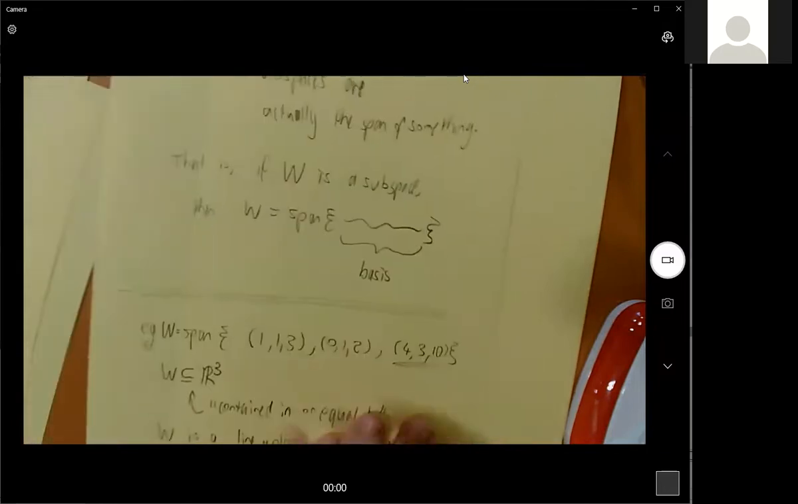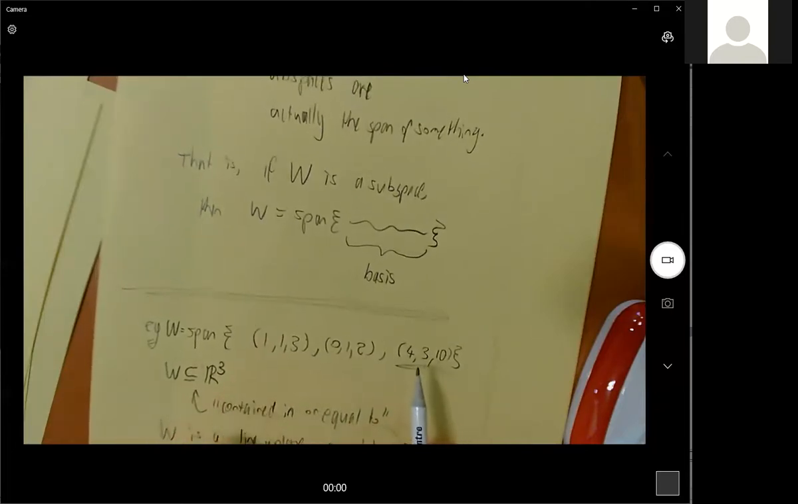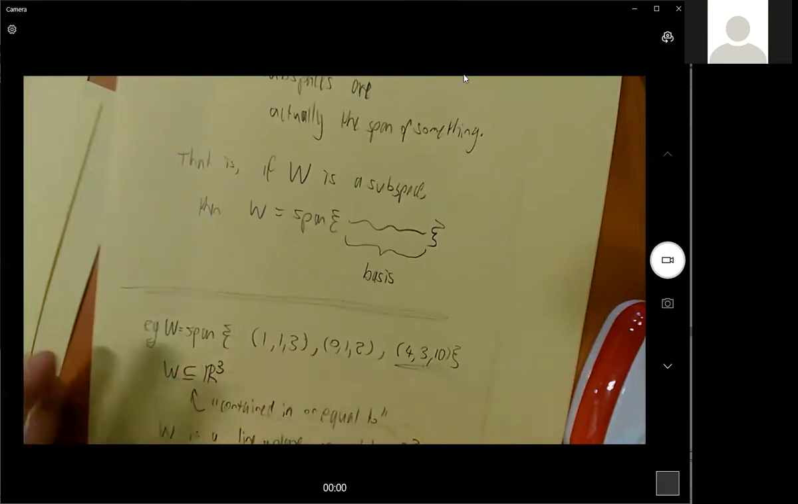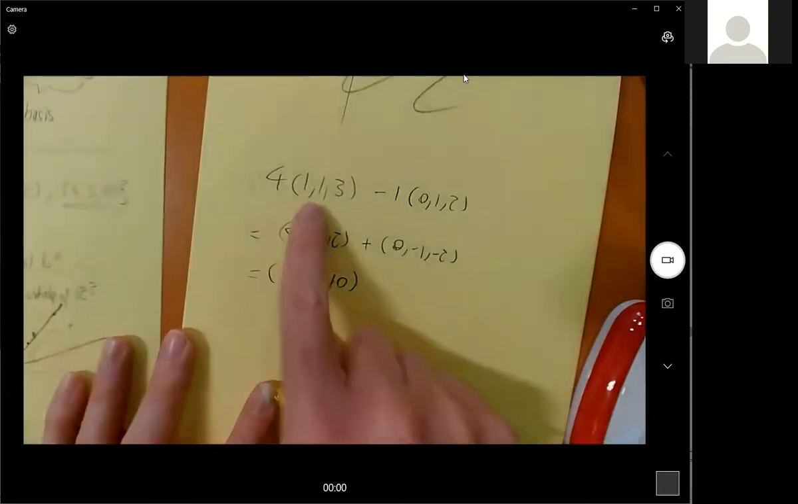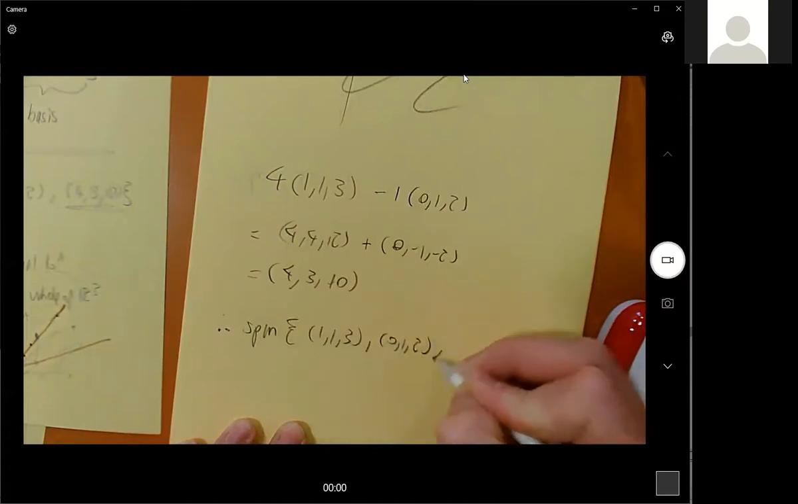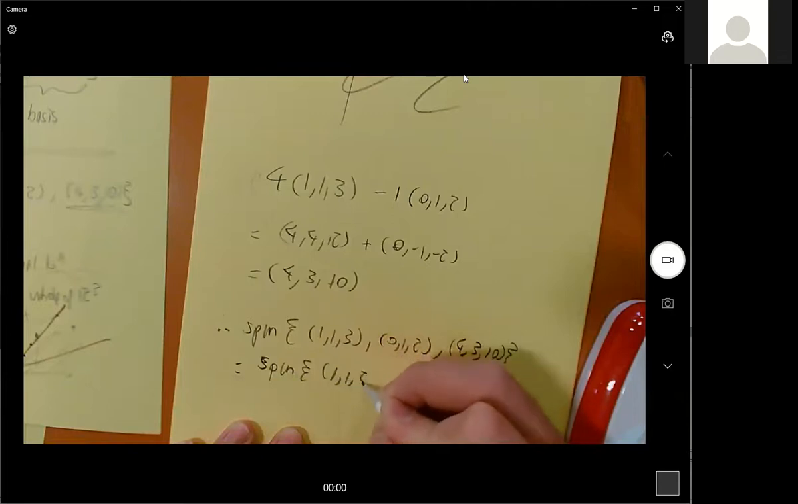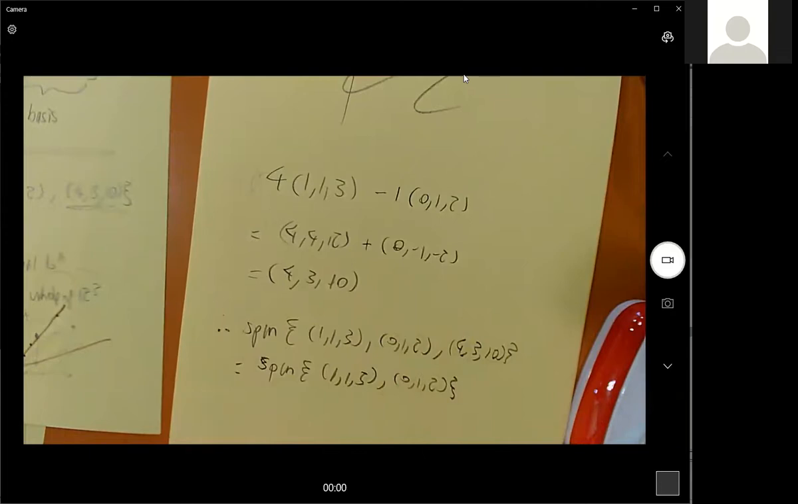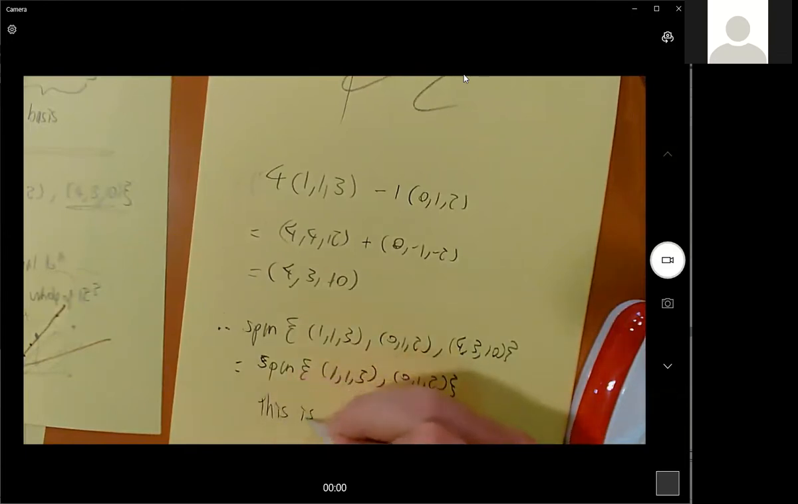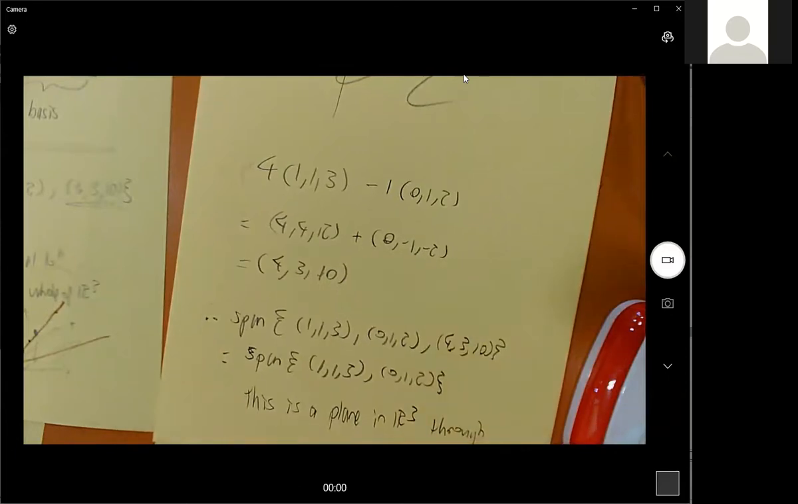So 4, 3, 10 is already a linear combination of these two. So including it in this span is really pointless. I can make things as a combination of all three of these if I want, but making something out of these three is the same as just making something out of these two. Because this vector is already a linear combination of those two, the span of the three of them produces the exact same thing as the span of just two of them. And therefore it's a plane, because we already knew that just two of them produces a plane. Through the origin, right? That's some extra information. It does contain the zero vector, so it's not just any plane, it's a plane through the origin.